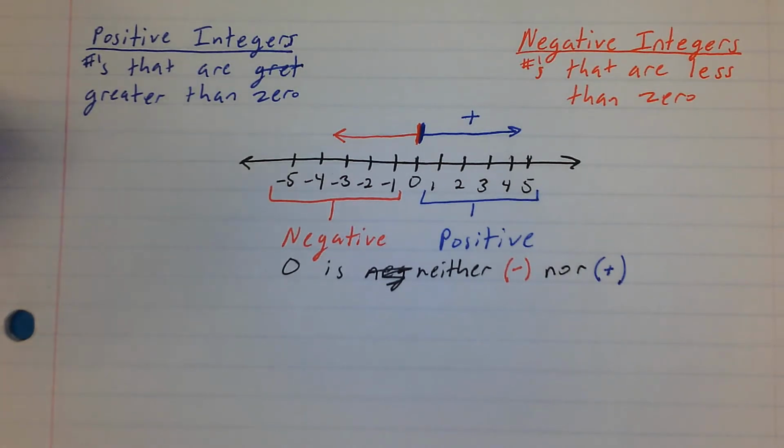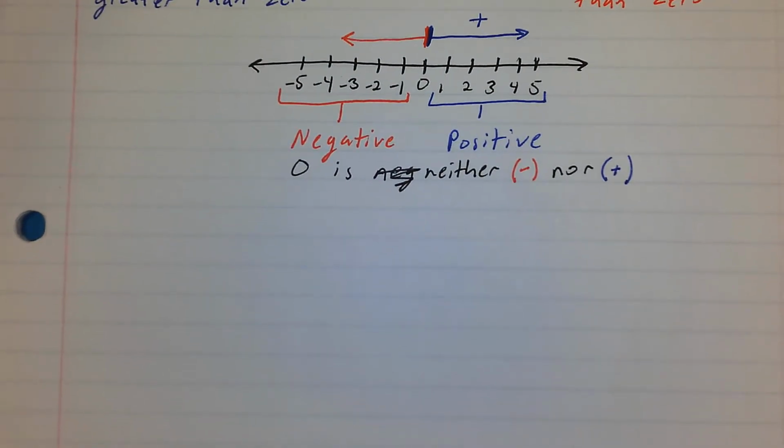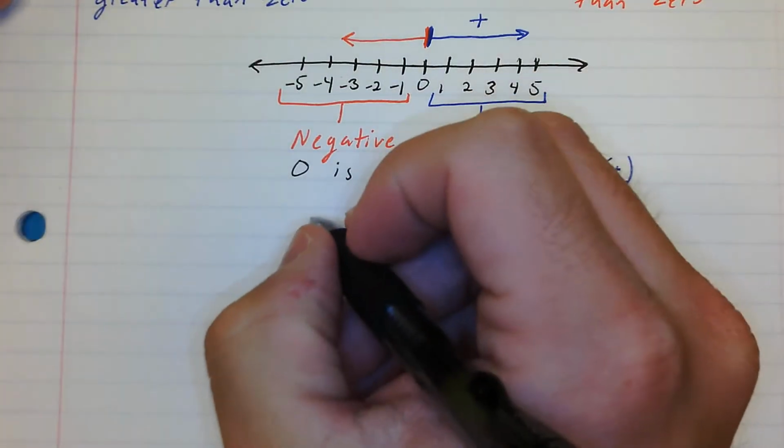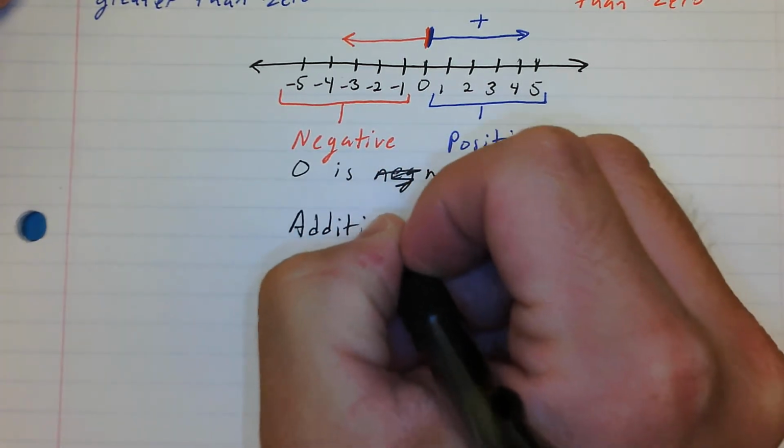So we're going to go over integers when we have them in operation, such as adding, subtraction, so on and so forth. We're going to teach you a couple little shortcuts to help you with the operations. So first thing we're going to go over is addition.